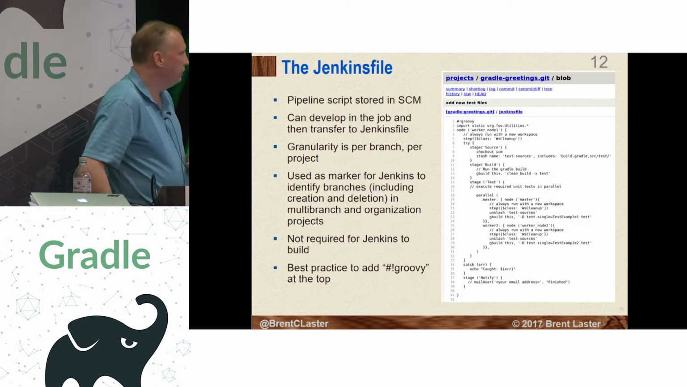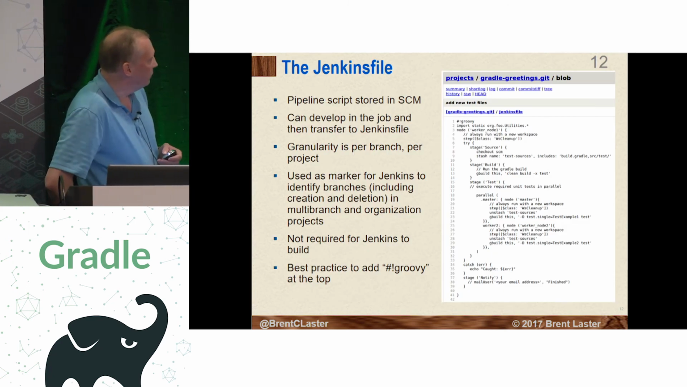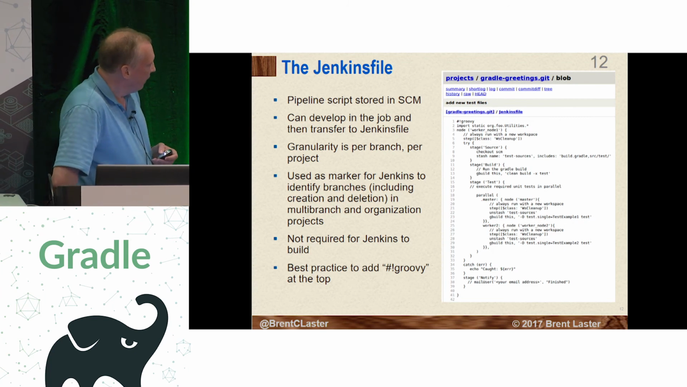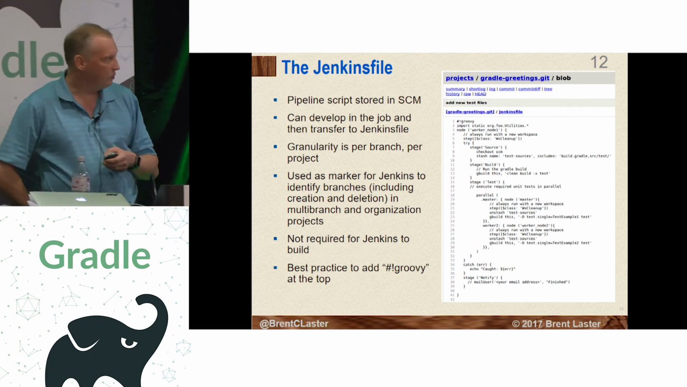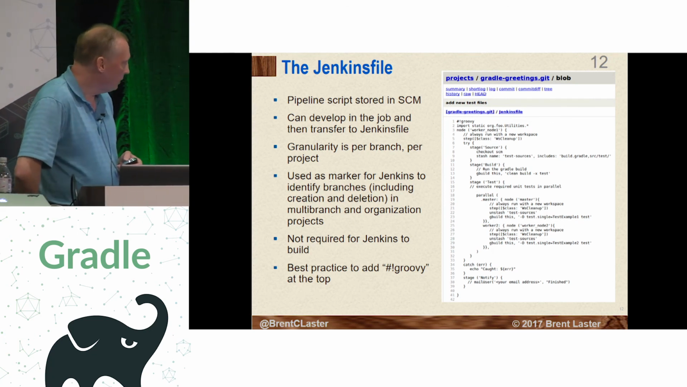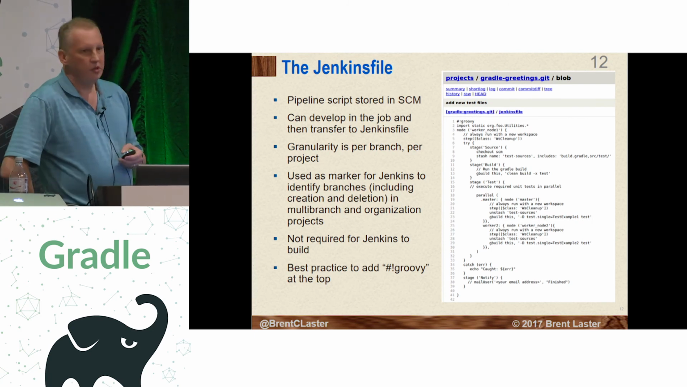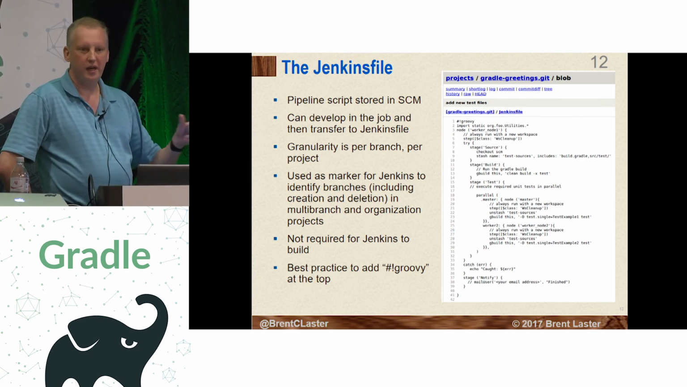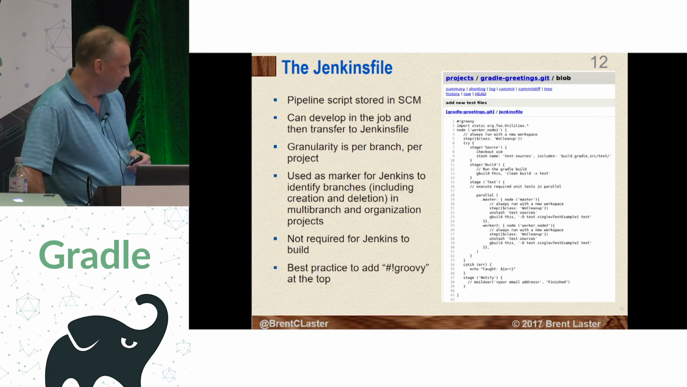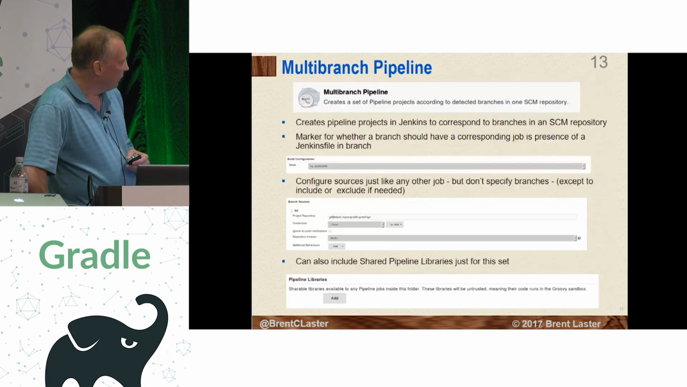We talked about the Jenkins file briefly, so here is an example of the Jenkins file. Its pipeline script is simply stored in SCM. Pipeline script is essentially Groovy code plus Jenkins DSL steps in there. You can develop in the job, put it in the Jenkins file. You can code your stuff through a pipeline type of project in Jenkins, and then you can copy and paste it out into the Jenkins file with a few modifications in there. It's not required for Jenkins to build, but if it's out there, Jenkins will see it.